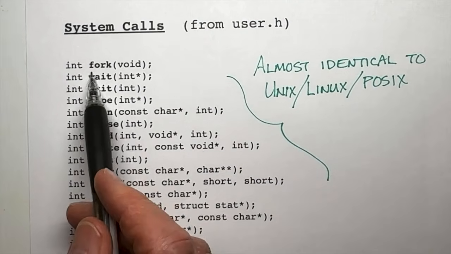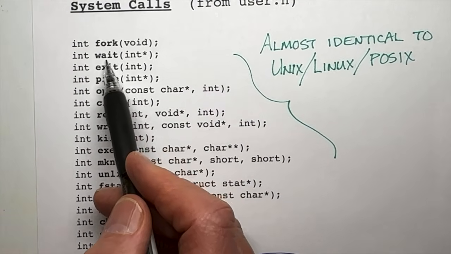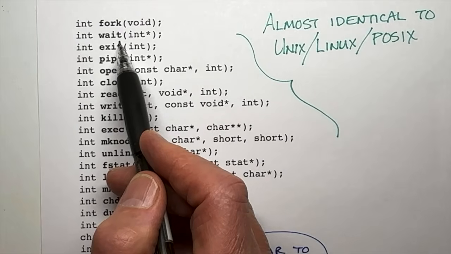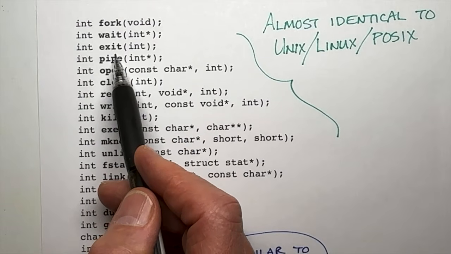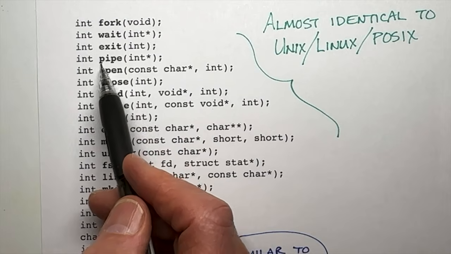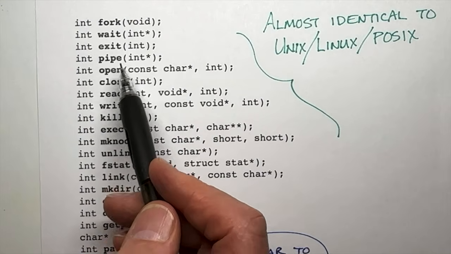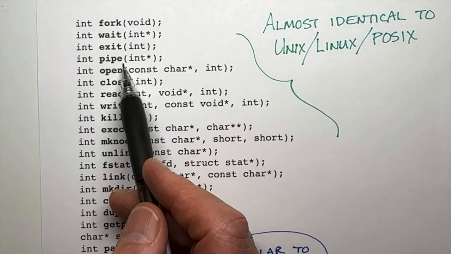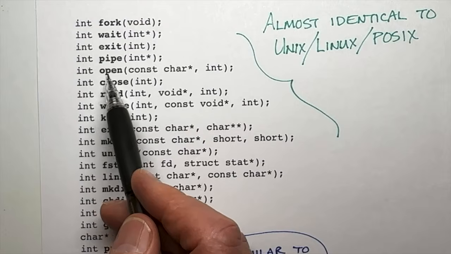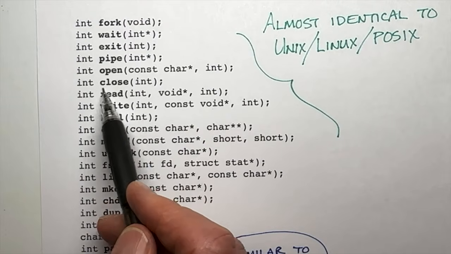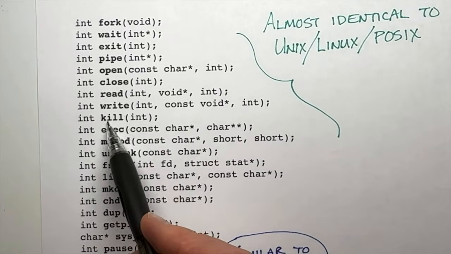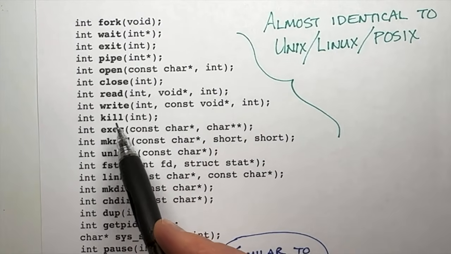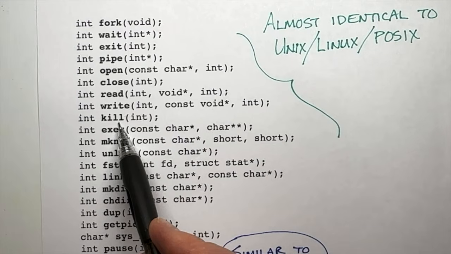Fork is used to create a new process. Wait is used to wait for a child process to terminate. Exit is for terminating the current process. Pipe is for creating a pipe, which is a communication channel for sending bytes from one process to another. And we've got open, close, read, and write for dealing with files. We've got kill to terminate a process, given its process ID.